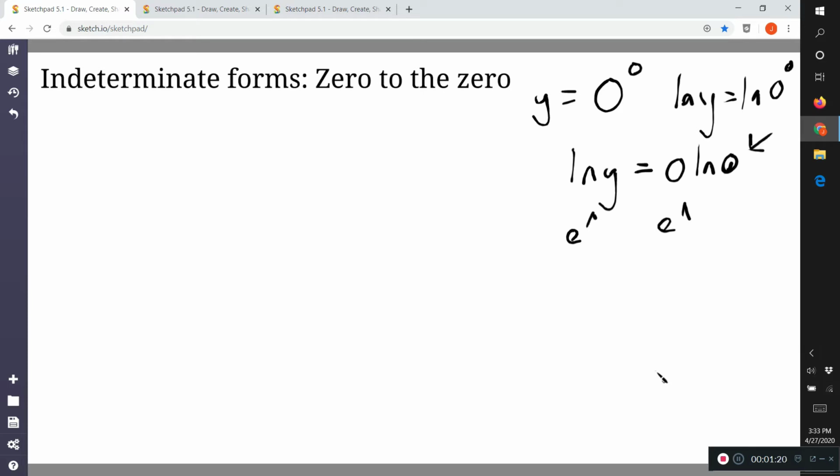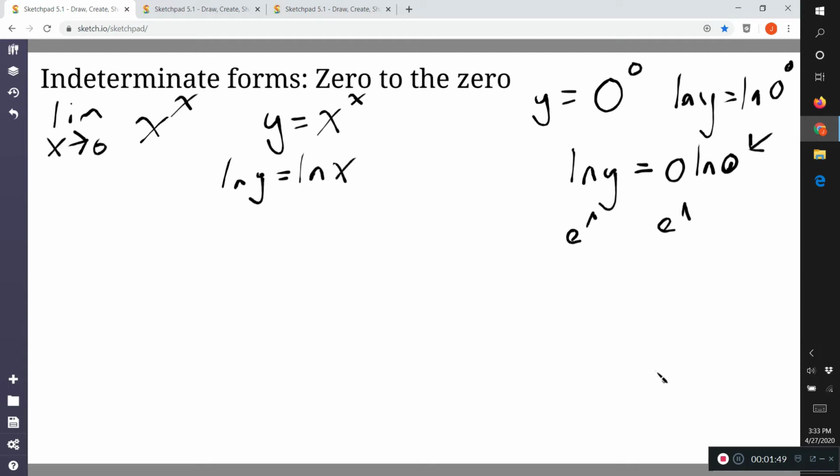So we're going to start with the simplest version of this and my favorite problem of this nature. The limit as x goes to 0 of x to the x power. Well, if y equals x to the x power, then we could say that the natural log of y is equal to the natural log of x to the x power. And according to exponent rules, that is equal to x times the natural log of x.